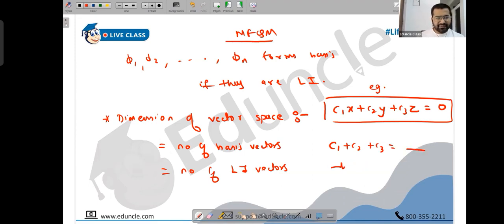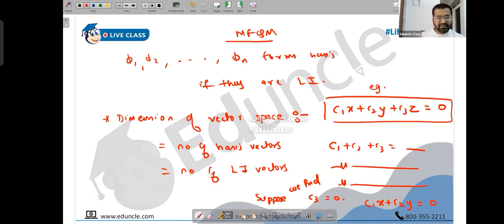c1 plus c2 plus c3 is something. That way another equation will be given, and another. Using those equations, you will have to find the values of c1, c2, c3. Suppose we find that c3 is 0. What happens in the equation then? If c3 is 0, we end up getting c1x plus c2y is 0. Z becomes linearly independent, simply.